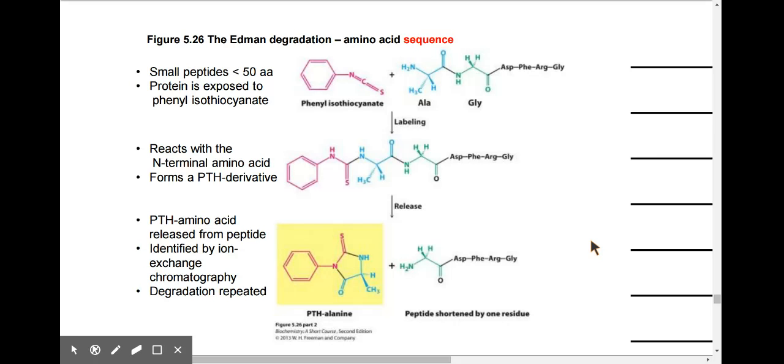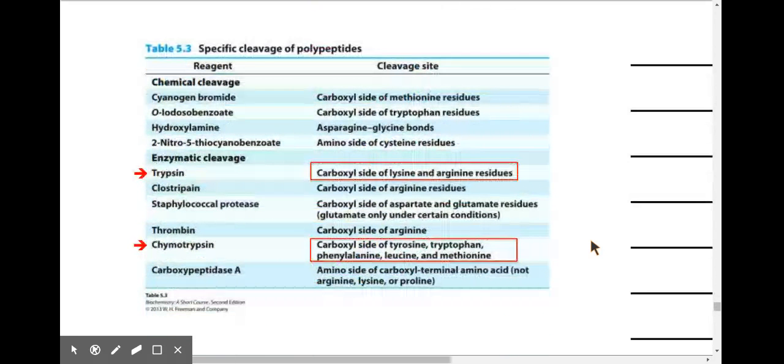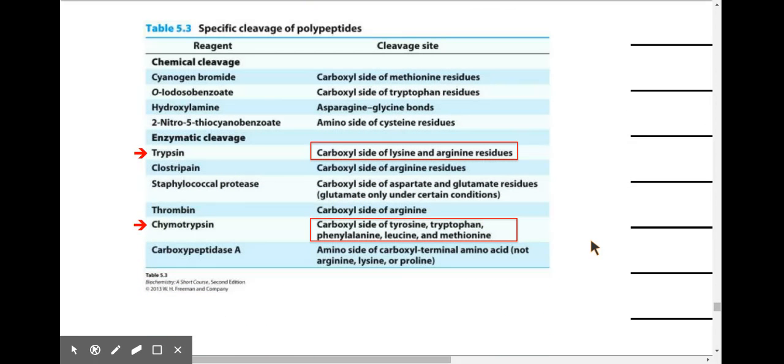After we get this cyclic structure, we have to run these species through ion exchange to identify what amino acid that is. It's pretty laborious because every time we run Edman degradation, we get another cyclic derivative of an amino acid. We have to identify it through ion exchange. We can only do this up to about a 50 amino acid protein, and really only about a 30 amino acid protein. So what if we have a big protein? What if we don't have a little peptide that's 50 amino acids long, or 30 amino acids long?